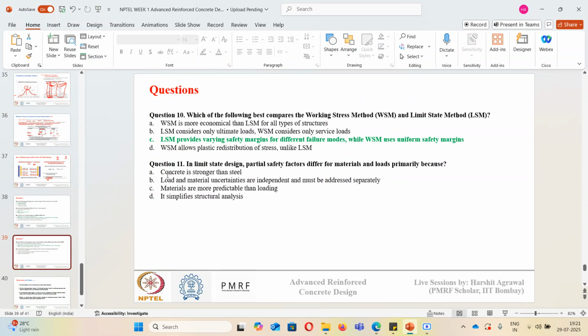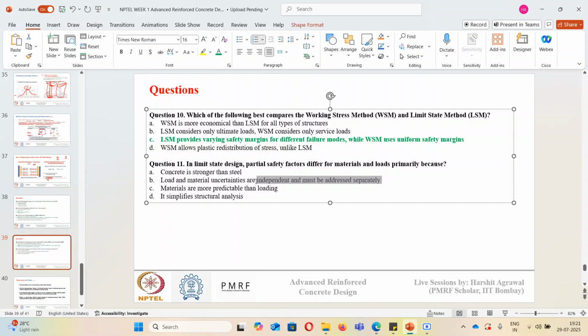Question number 11: in limit state design, partial safety factors differ for material and for load primarily because... the answer will be B. Load and material uncertainties are independent and must be addressed separately. Partial safety factors differ to account for distinct uncertainties in load and material behavior. Loading can have different types of uncertainties, the material behavior has different types of uncertainties, and the limit state method treats both of them separately.